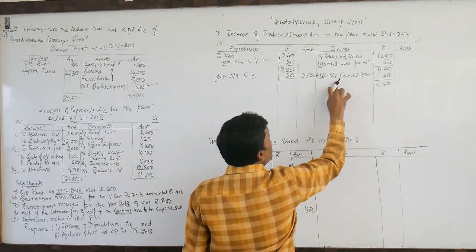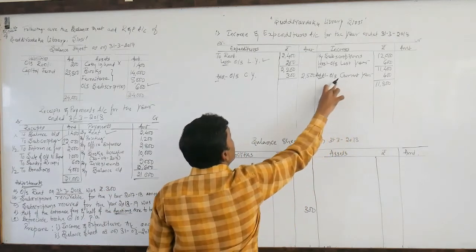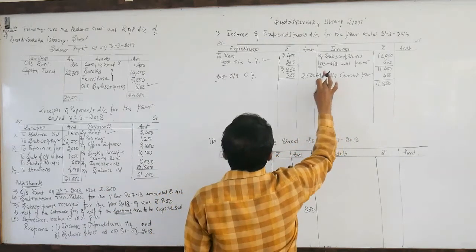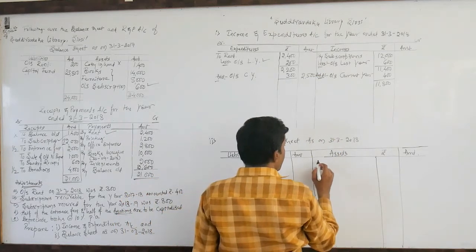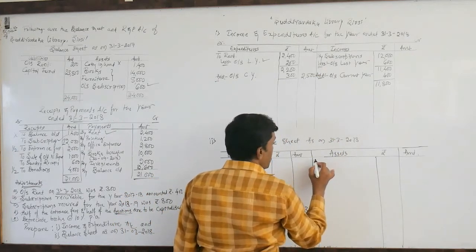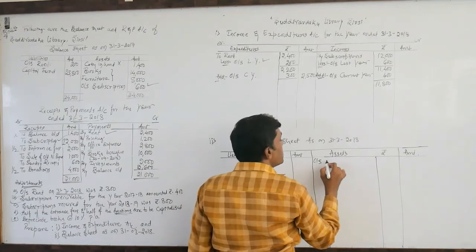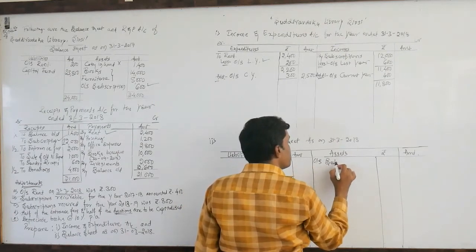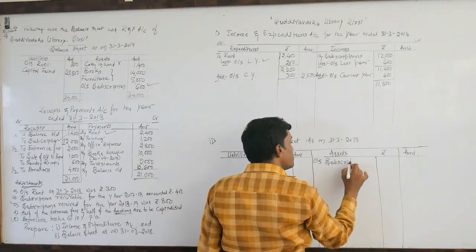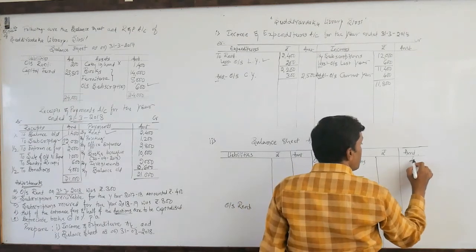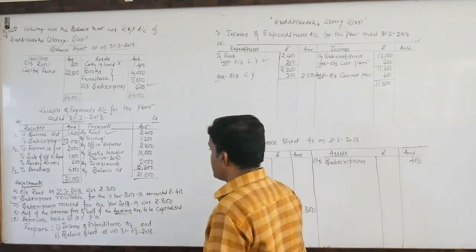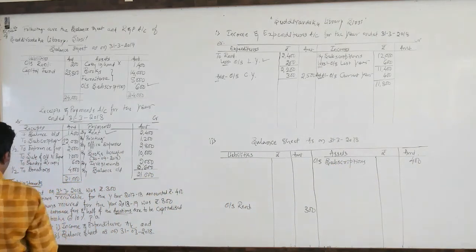It is to be recorded twice. Once we have already recorded it on the income side of the income and expenditure account, and another on the asset side of the current year balance sheet. Outstanding subscription, rupees 400. Okay, successfully completed.